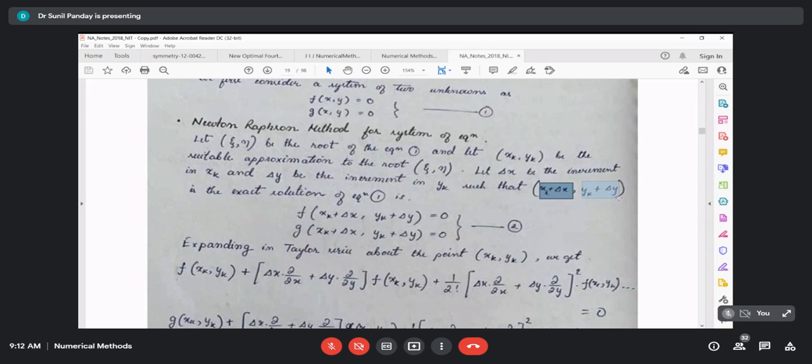Similarly, delta y itself may be negative or positive, so yk plus delta y is eta. If these are roots of equation number one, they satisfy equation number one, because now this is xi and this is eta. So I replace x with xk plus delta x and y with yk plus delta y.